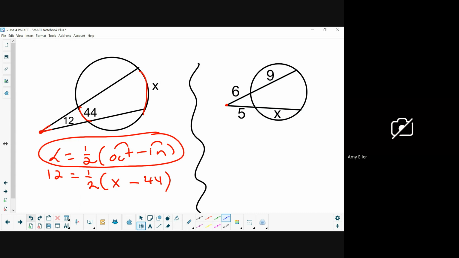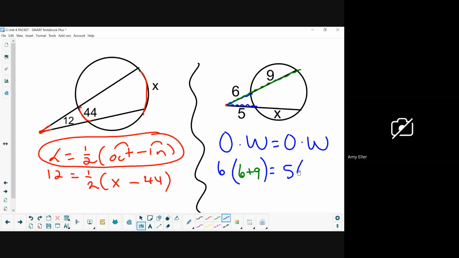Here is the formula. Outside times whole equals outside times whole. Here's what I mean by that. The outside is right here, 6, times the whole thing. This is the whole thing, which is 6 plus 9. Equals outside 5 times the whole thing, 5 plus x. That's it. Then you have to do algebra.